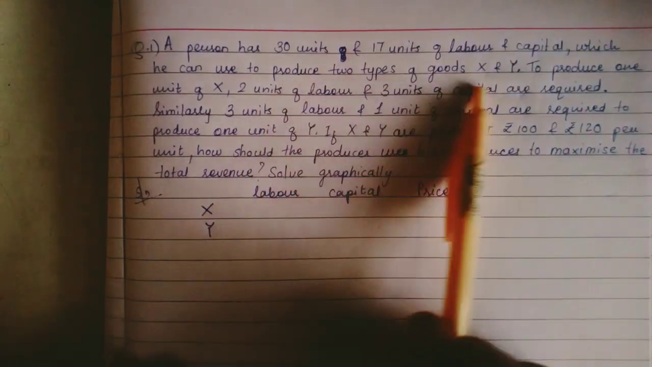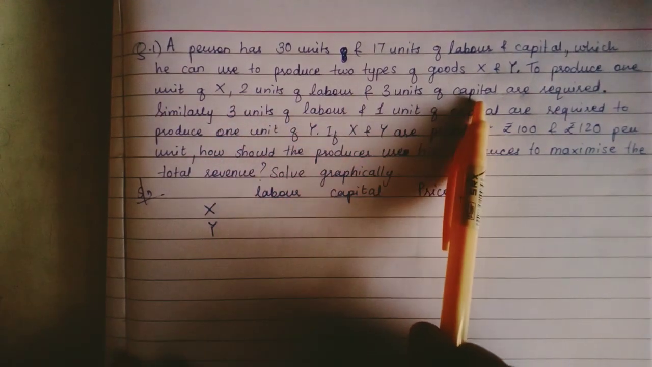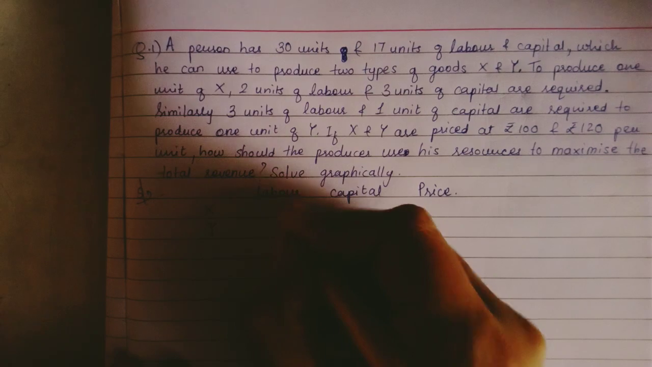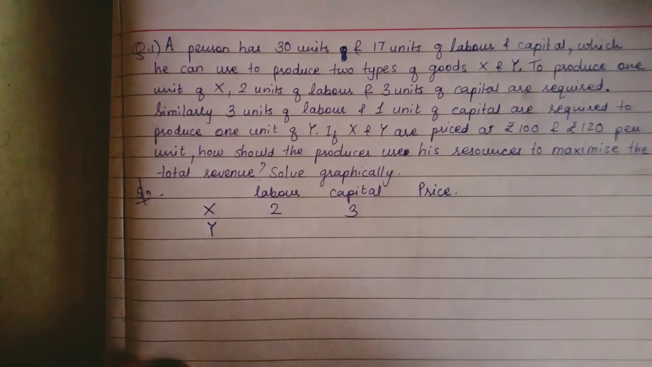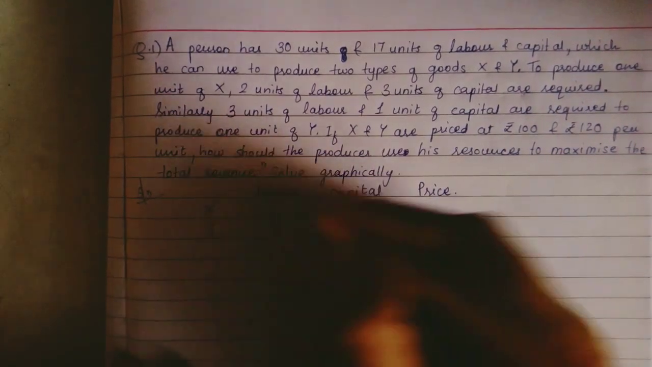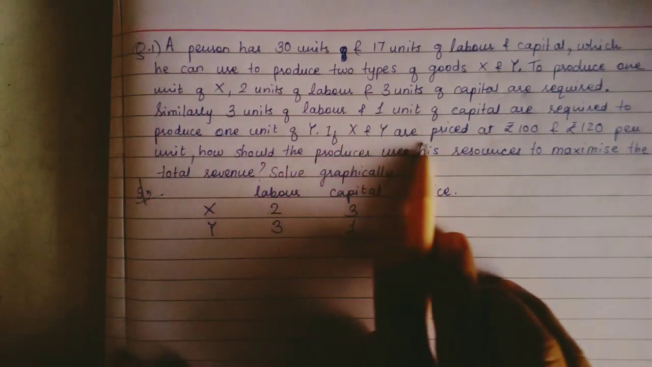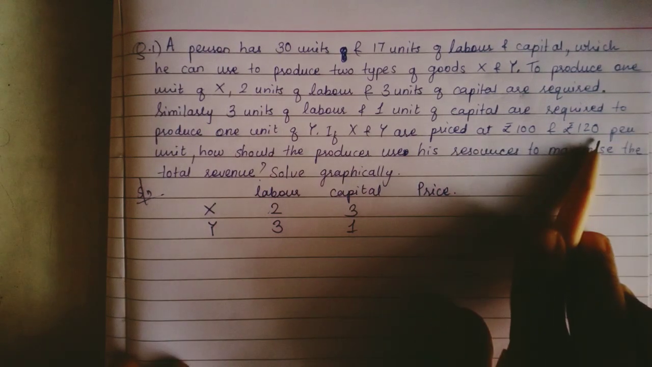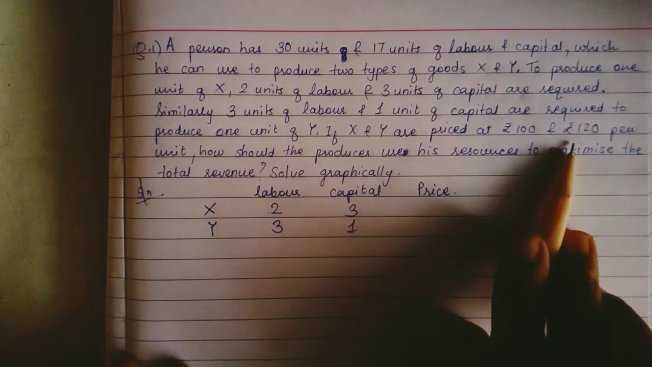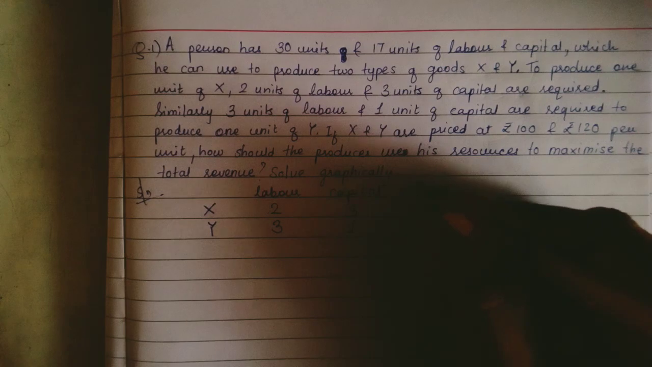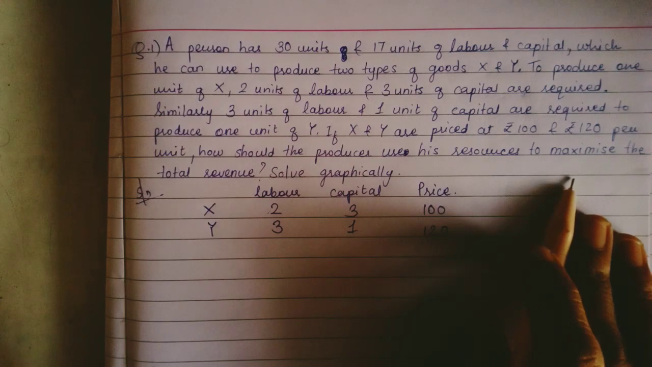And the second line, to produce 1 unit of X, 2 units of labor and 3 units of capital. So labor is 2 for production of X and 3 units of capital. Then similarly 3 units of labor and 1 unit of capital for Y. If X and Y are priced at ₹100 and ₹120 per unit, so the price is given, ₹100 and ₹120. How should the producer use his resources to maximize the total revenue?